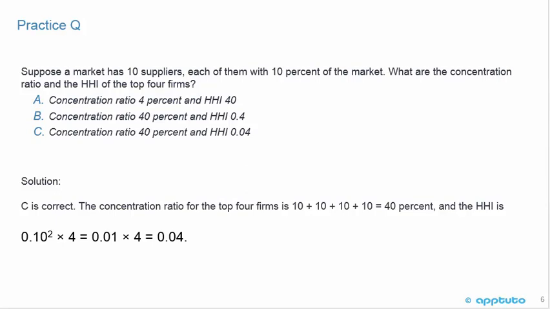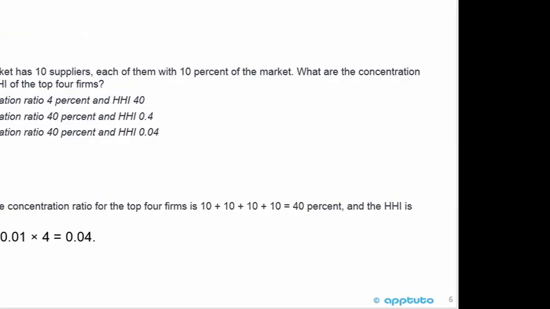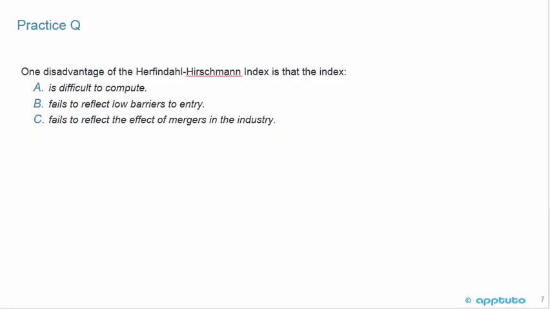For the HHI, remember, we take that 10% and we square it and we multiply by 4. So that's going to be 0.10 squared times 4 equals 0.01 times 4 equals 0.04.